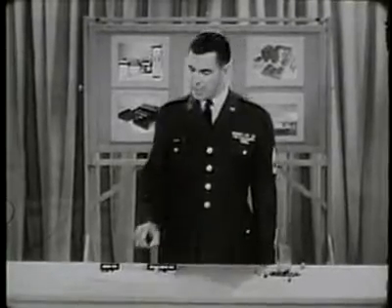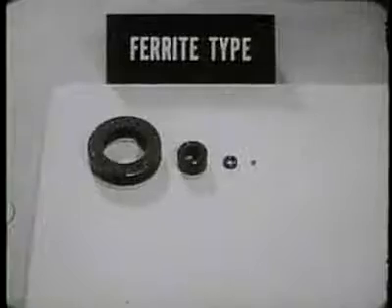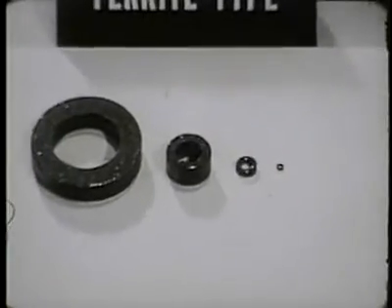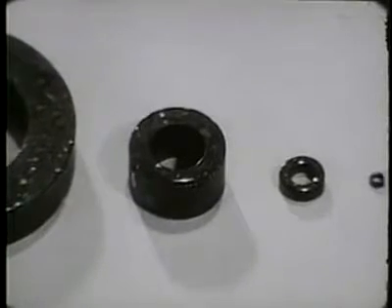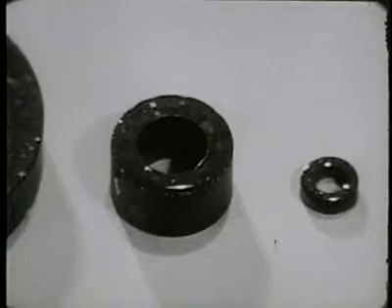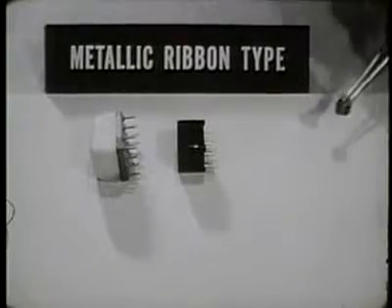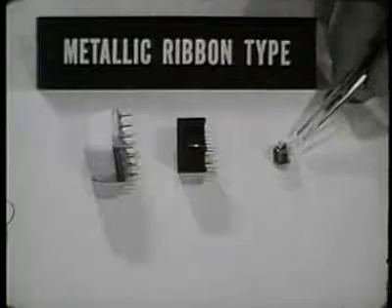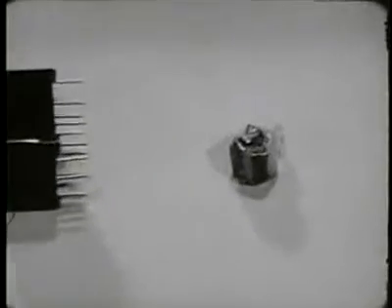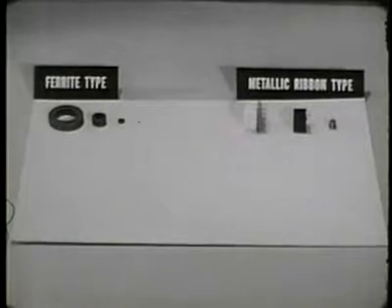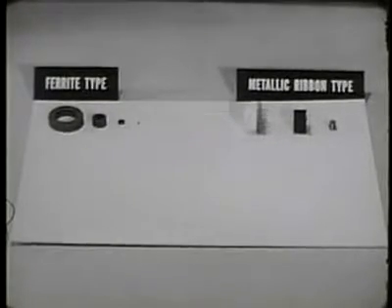Cores come in a variety of sizes and in two basic types. The ferrite type of core is molded from compounds that magnetize easily and is used to provide data processing systems with their memories. The metallic ribbon type consists of a non-magnetic spool wound with a thin ribbon of highly magnetic alloy. This type is used in operating circuits of ADP systems. Both types of magnetic cores are remarkably adaptable to the language of data processing.